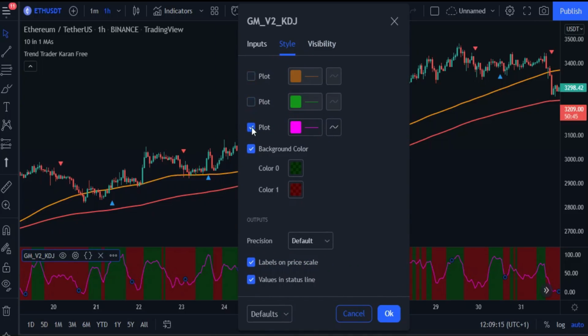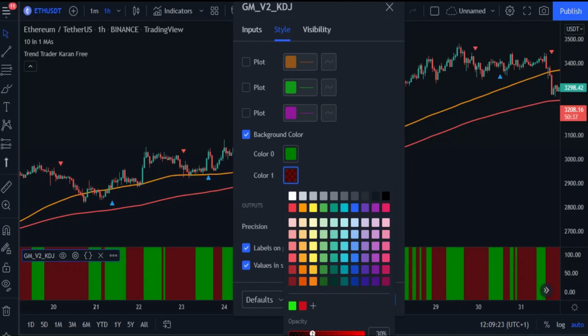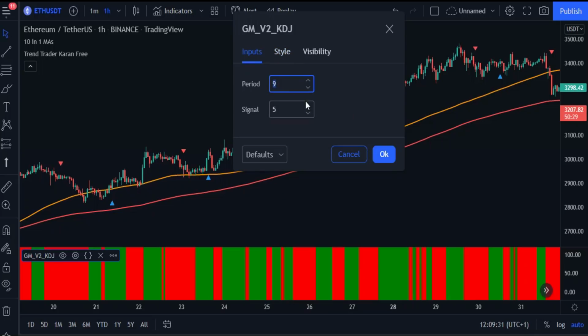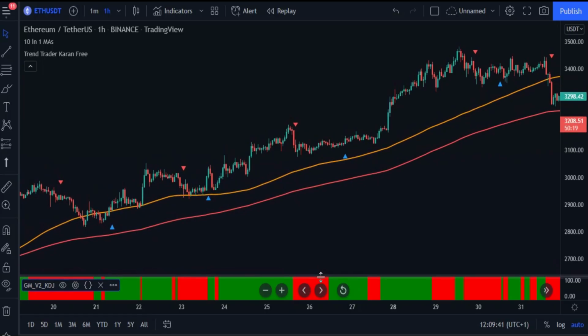In the style section, delete all the lines. As for the background, choose the color you like and darken it or leave it as you want, because this thing depends on your taste. As for the more important thing than the colors, it is changing the inputs. The period will be 20, as for the length, it will be 8. After you are done with the settings, you can now pull it down a little.